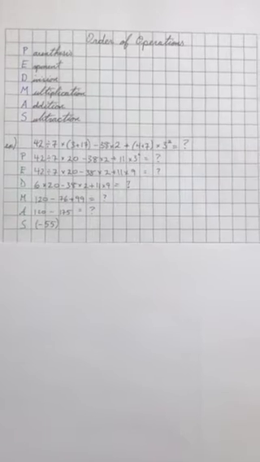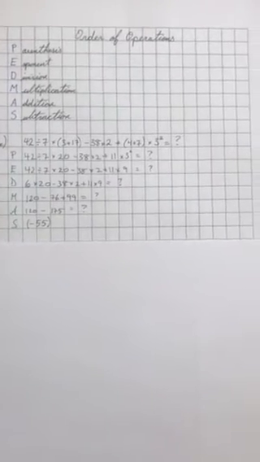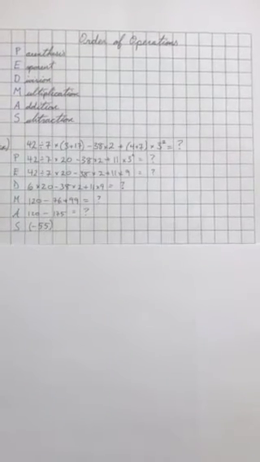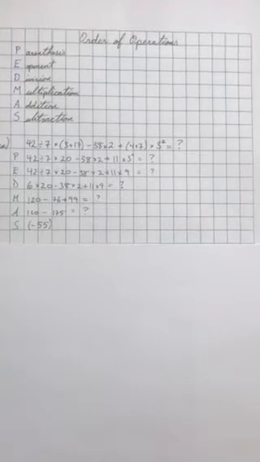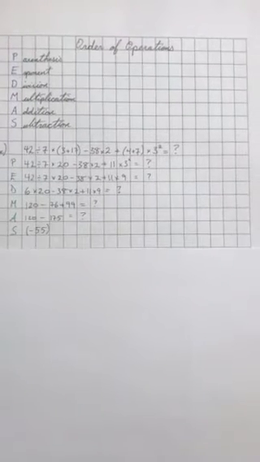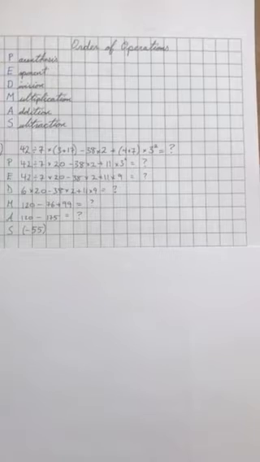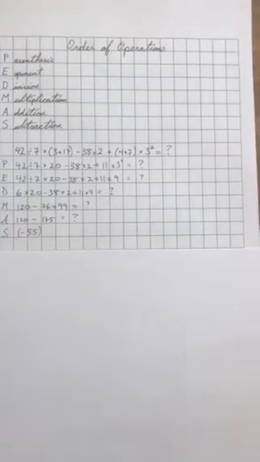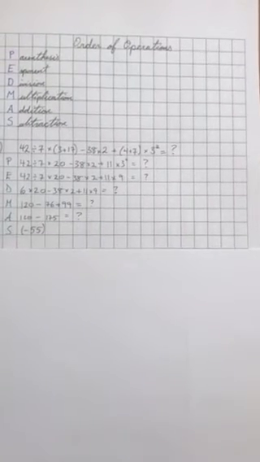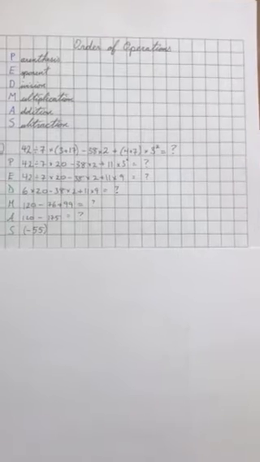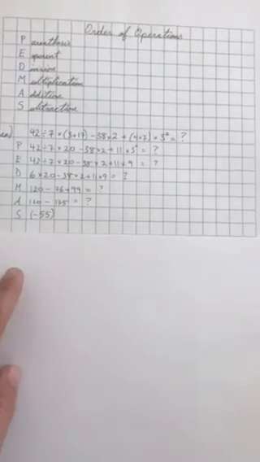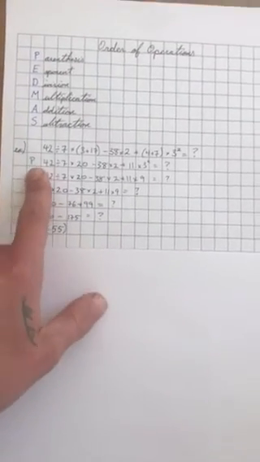as it is. So the first question we have, 42 divided by 7 times 3 plus 17 nested in the parentheses, minus 38 times 2 plus another parentheses of 4 plus 7, and then we're going to multiply that by 3 to the power of 2, or 3 squared. Now I've gone through and I've solved all these steps here to show you what we can do.